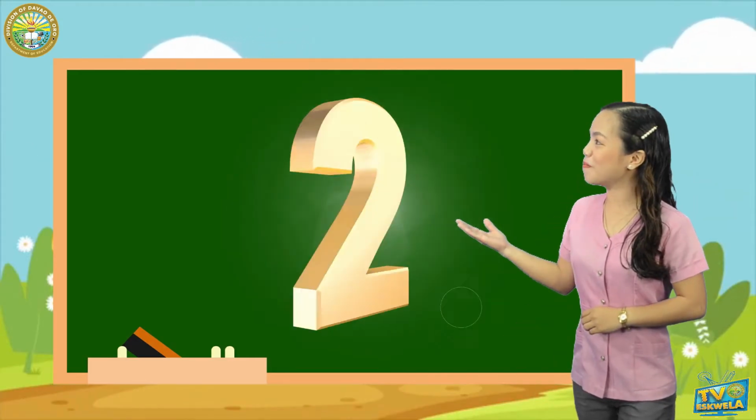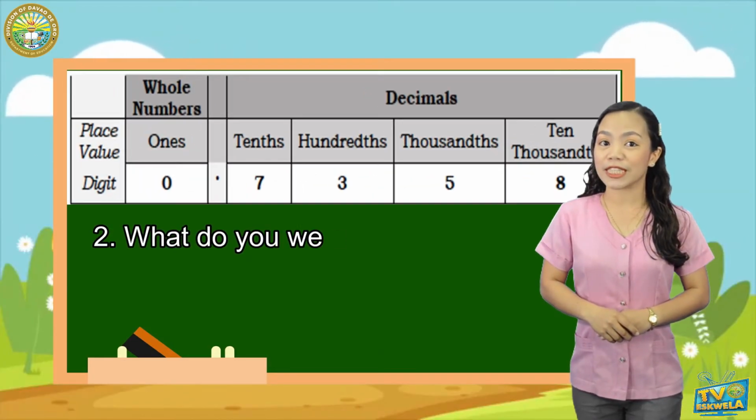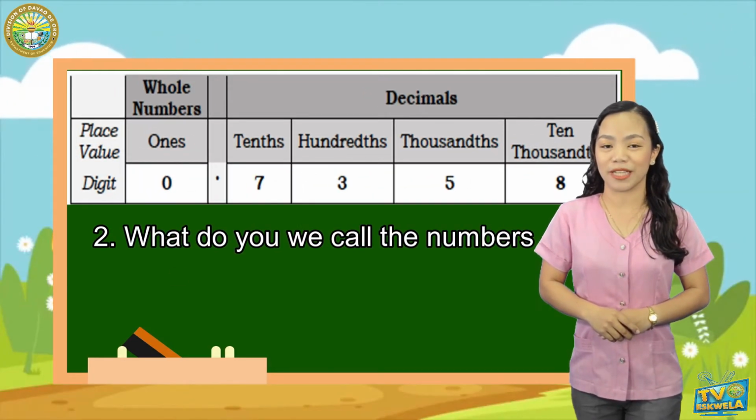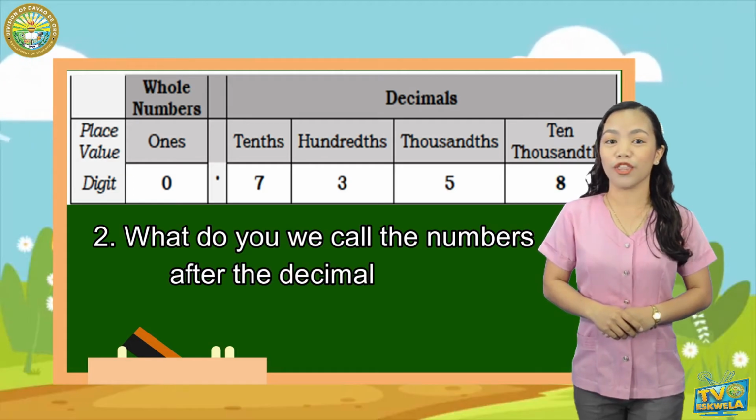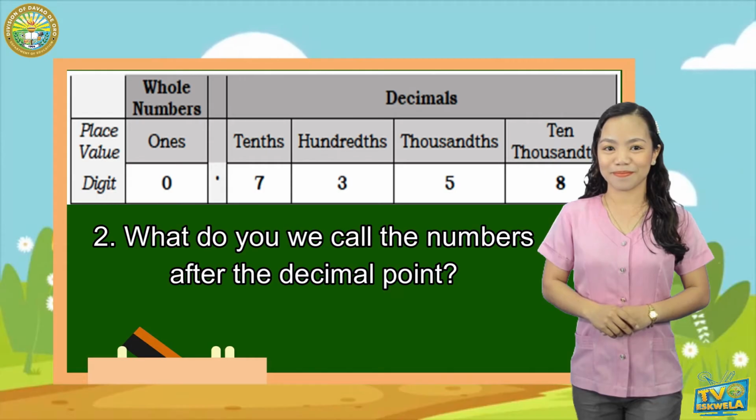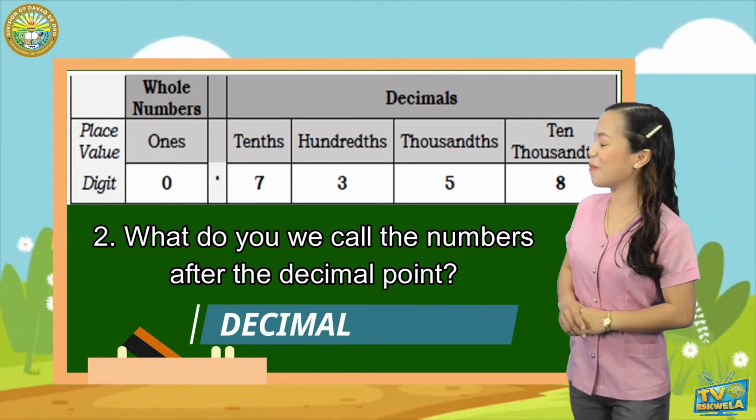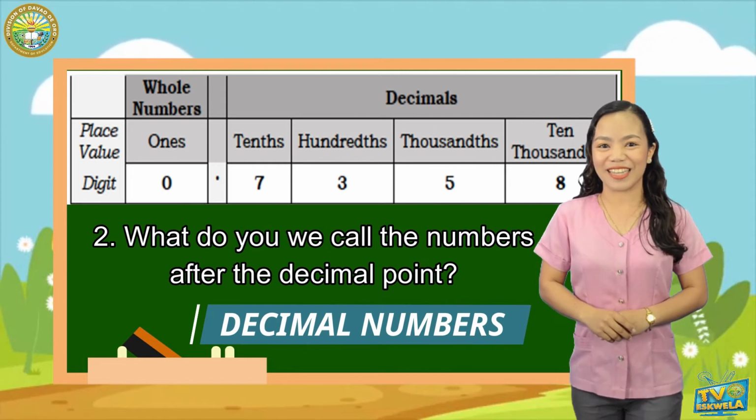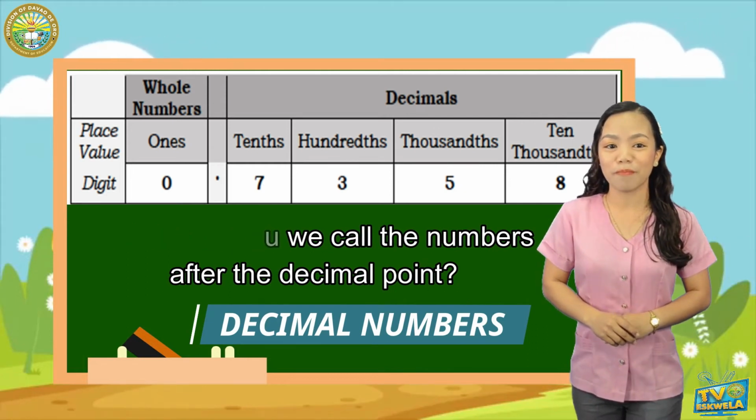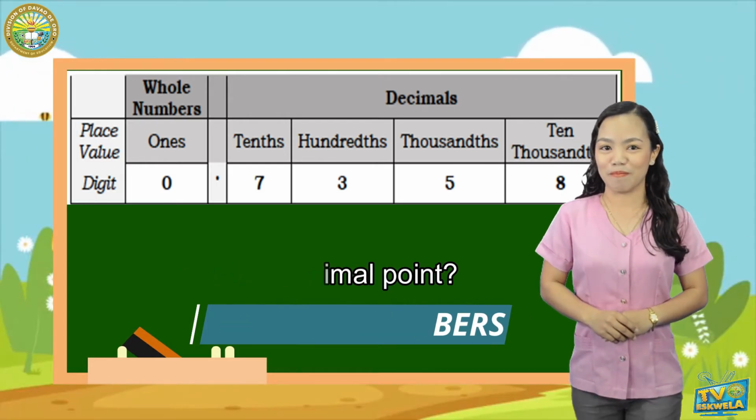Number 2. What do we call the numbers after the decimal point? It's decimal numbers. You're right. We call the numbers after the decimal point the decimal numbers.